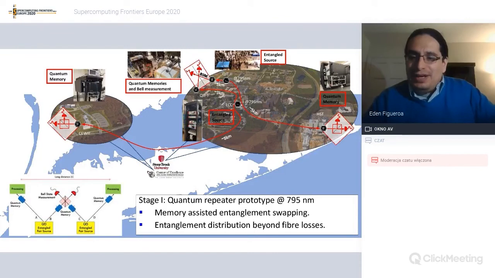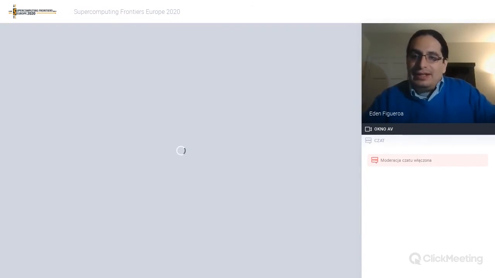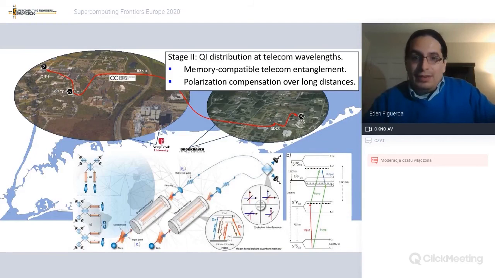Anyways, just to finish, let me show you the big challenges that we are now trying to address. As you see here in the picture, all of these systems work at a wavelength of 795 nanometers. The 795 nanometers is not necessarily the better wavelength to work with long distance fiber optics. So something that we've been doing recently is showing that all these systems are actually able to work also at telecom wavelengths. And that's exactly the experiment that we were doing about a month ago.